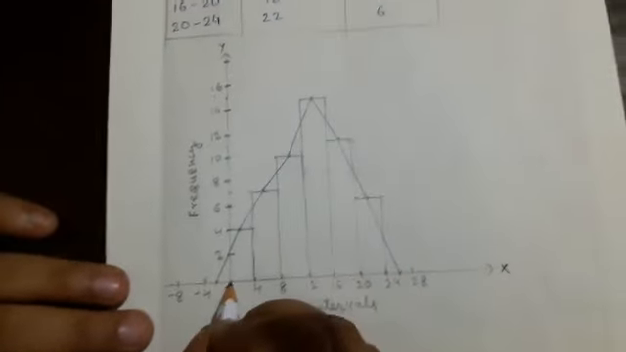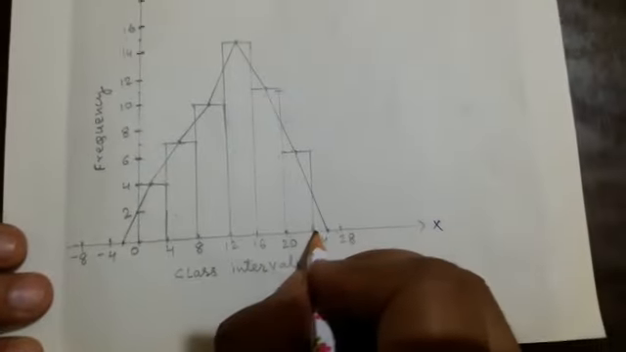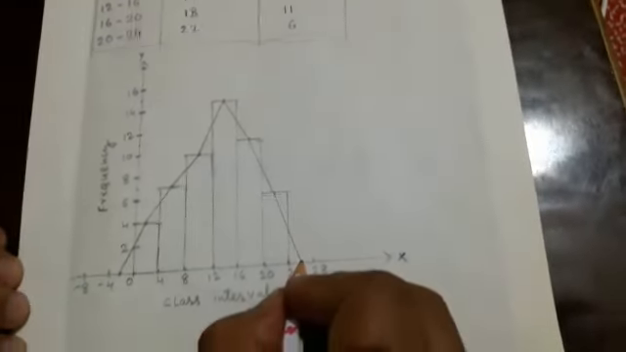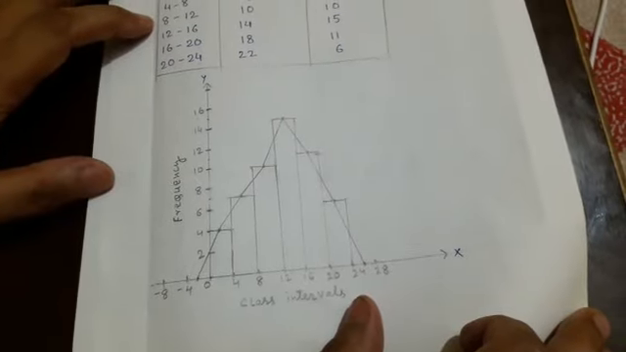Then you have to do one thing. You have to mark the midpoint of each rectangular shape, and also on the extreme left side, the midpoint of this unit we have to mark. And similarly on the extreme right hand side, the midpoint of this unit should also be marked, and then we will join all these midpoints with the help of a scale. This will be our answer. Now let us come to the next question.